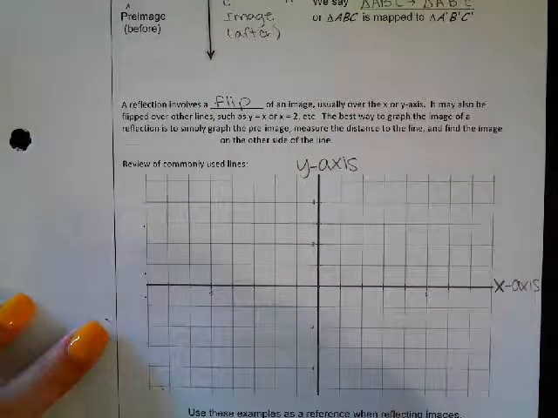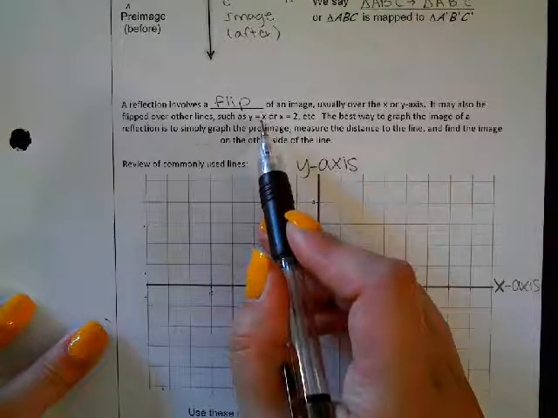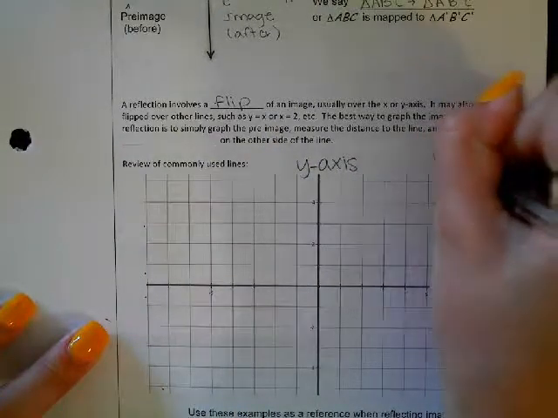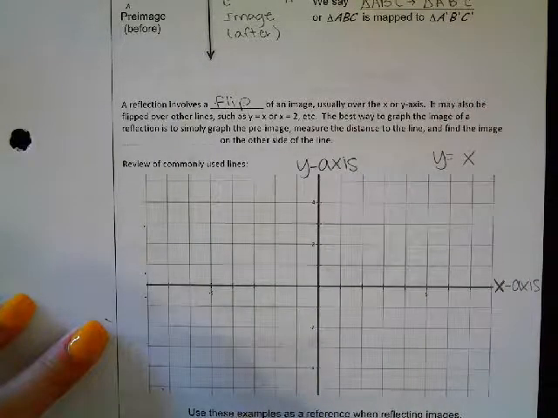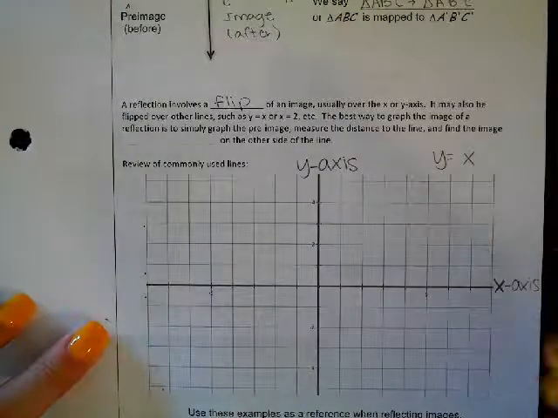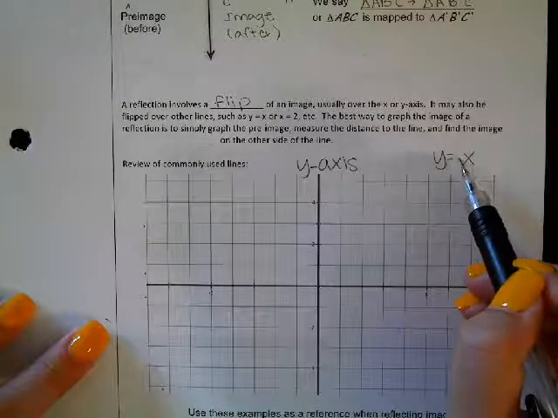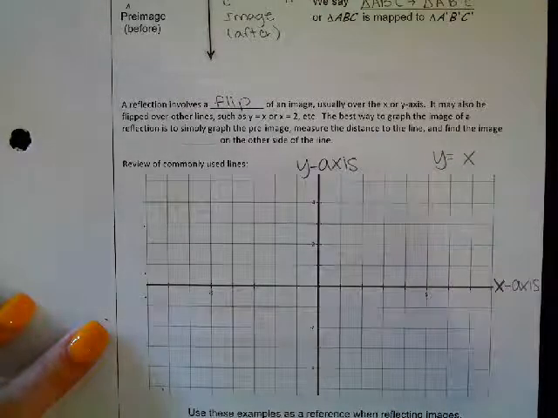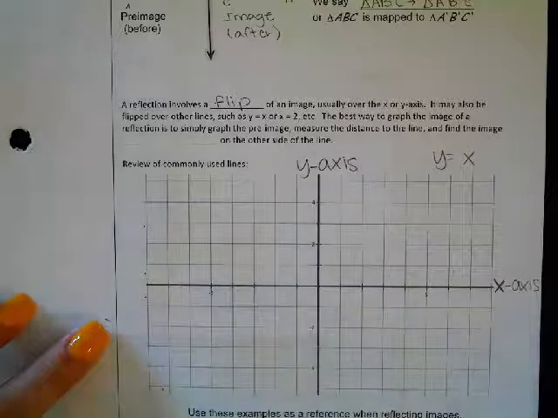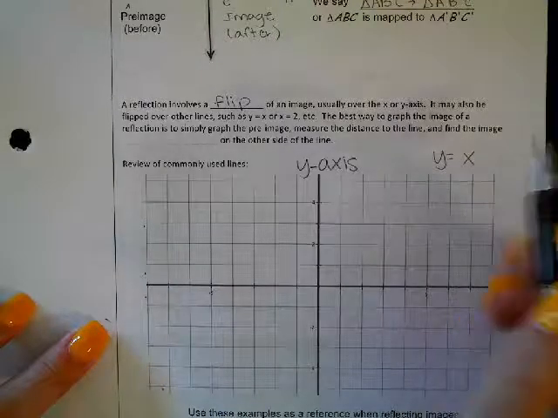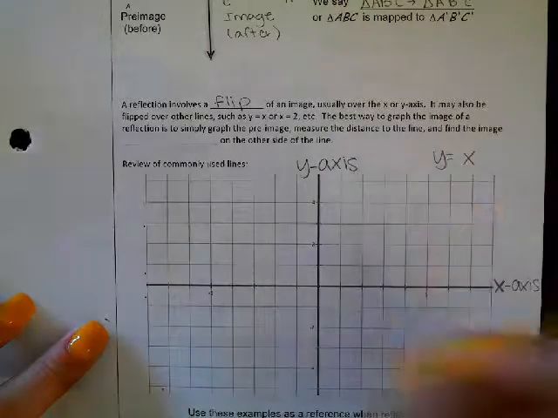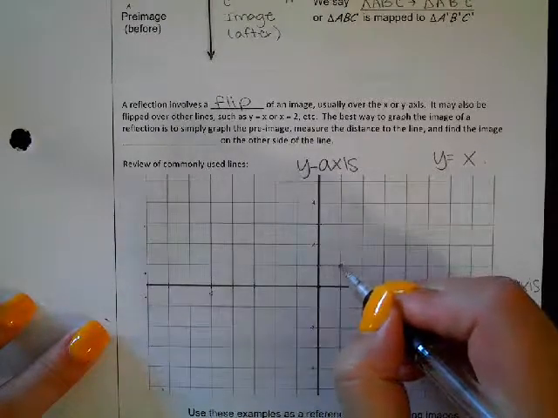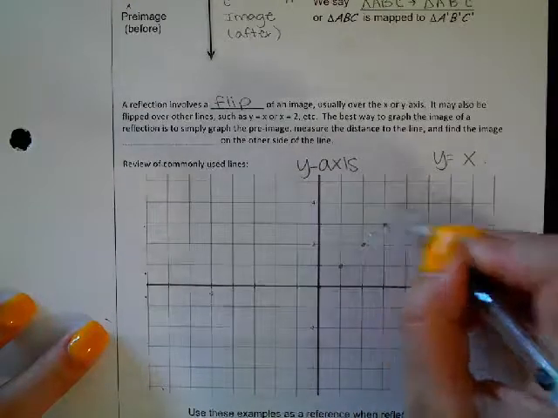It may also be flipped over other lines, such as y equals x, or x equals 2. So the line y equals x, I'm going to write it right here, y equals x. This is y equals mx plus b form. And if you guys remember that form, we have to think about what is the number in front of the x. So if there's no number in front of the x, what number would it be? 1. And if we take the number 1 and write it like a fraction, what fraction would that be? 1 over 1. And if there's no number after the x, what number is technically there? 0. So y equals x would have a y-intercept of 0, and a slope of 1 over 1. So it would go up 1, right 1, up 1, right 1, up 1, right 1, up 1, right 1, up 1, right 1.